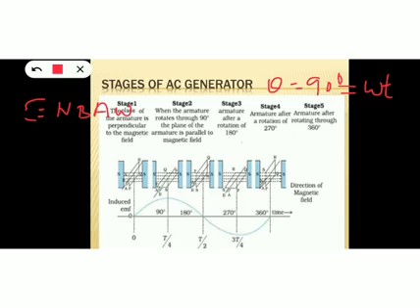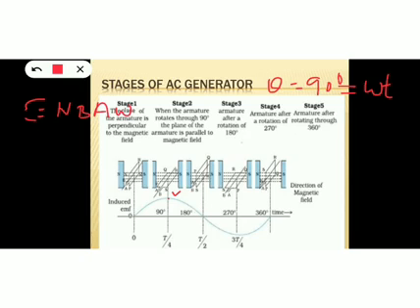So the graph takes the maximum position corresponding to this stage of the coil, stage 2. Just look at this. This is the maximum position. Okay. The graph takes a peak corresponding to stage 2 of the generator.